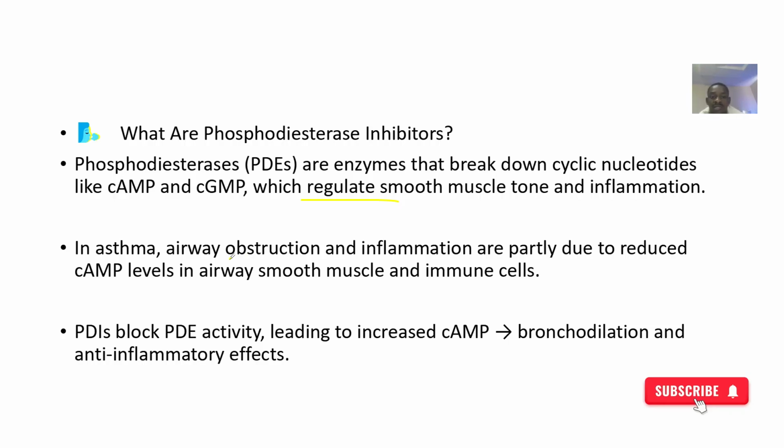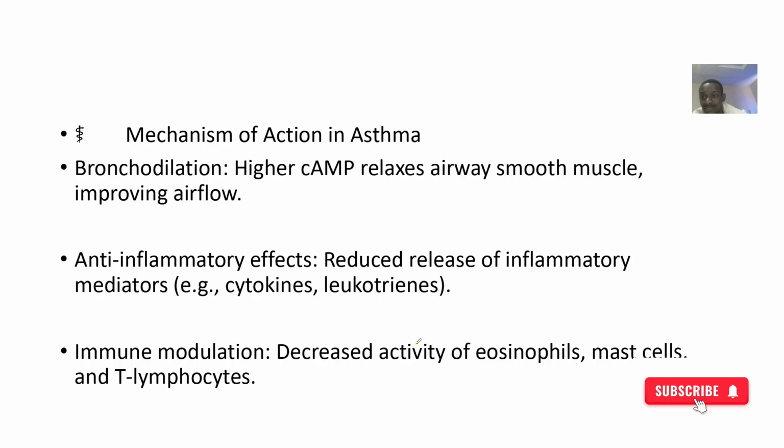So in asthma, you should know that airway obstruction and inflammation are usually going on. Do you understand? Basically, they are going on because of reduced cyclic adenosine monophosphate levels in the airways. So when you block those enzymes, it will lead to an increase in cyclic adenosine monophosphate. So this will now lead to what? The muscles relaxing and inflammation stopping. Are you getting the whole gist?